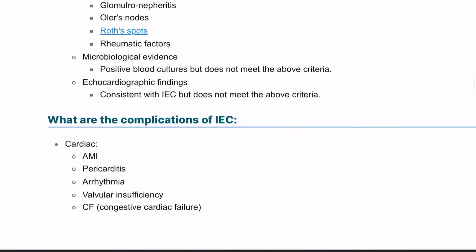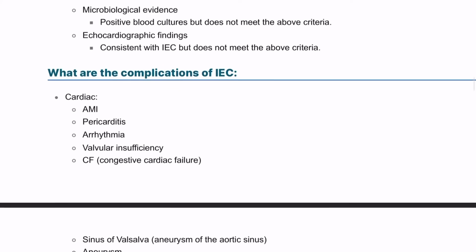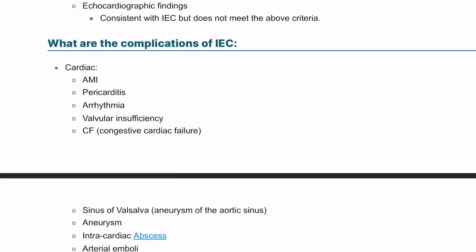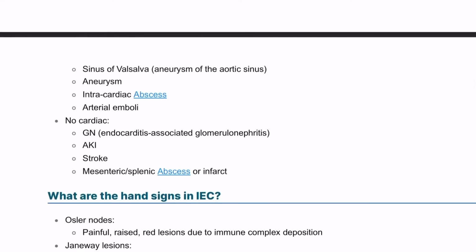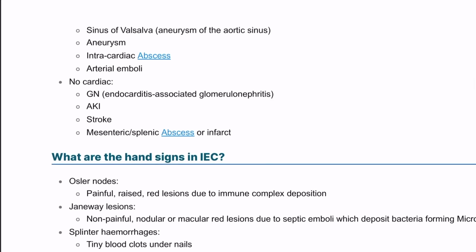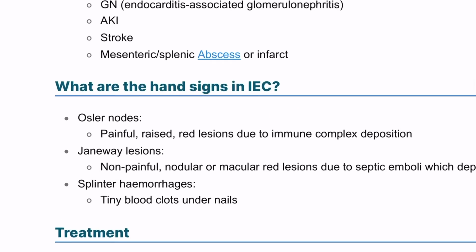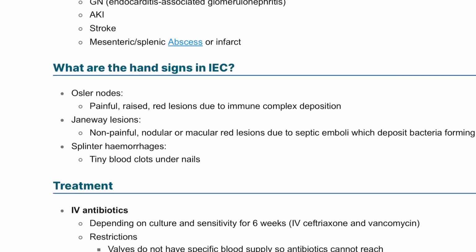What are the complications of infective endocarditis? We mentioned some cardiac complications: myocardial infarction, pericarditis, arrhythmia, and so on. And non-cardiac will be glomerulonephritis, AKI, and stroke. The hand signs of infective endocarditis include Osler's node, Janeway node, and also splinter hemorrhage. What you need to know is that Osler is painful, and Janeway is flat and non-painful.